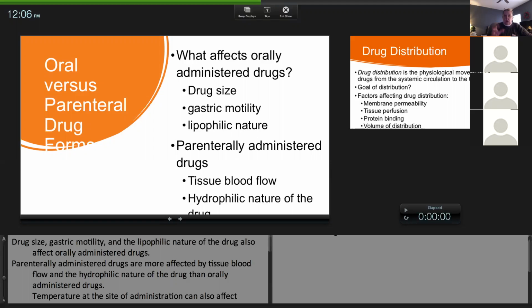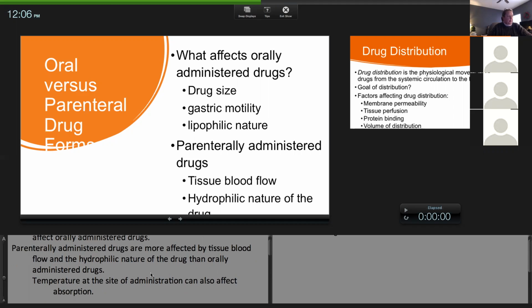So some drugs are designed for quick absorption. Some drugs are designed for a delayed absorption, which we've kind of talked about. Now, when we talk about parenterally, because you're giving this via injection, tissue blood flow does have a role, and the hydrophilic nature of the drug. Because again, if you're giving it intravenously, in the muscle, or sub-Q, those are not necessarily a lipophilic environment, that's also going to affect absorption.